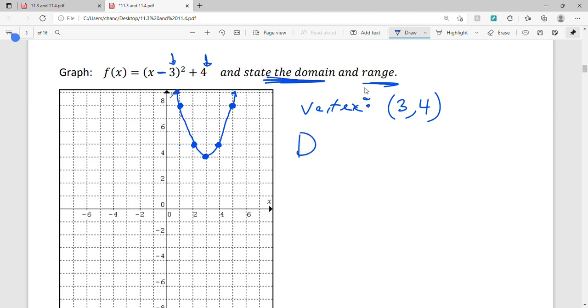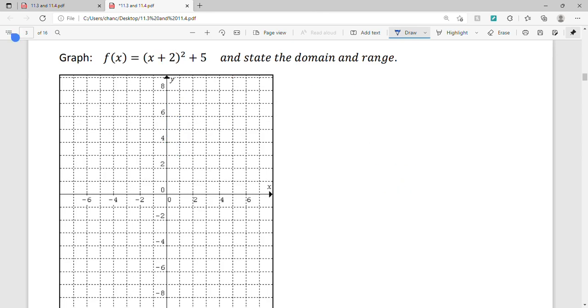Now I can state my domain. Well, the domain for all parabolas is from negative infinity to infinity, because it goes to the left forever, to the right forever. But the range, we can look at the graph. If you were to ride on the elevator, you would have to be on the 4th floor to see the bottom of the graph, so that's a square bracket 4, and it goes up forever, so it goes to infinity, and that's the range.